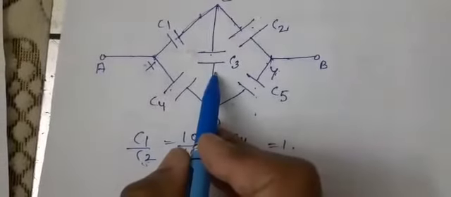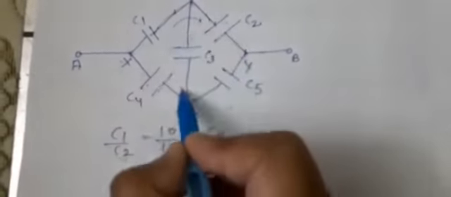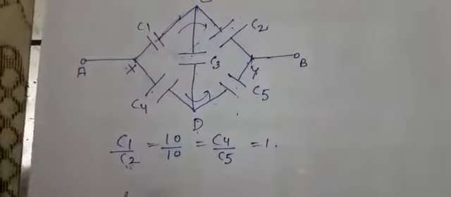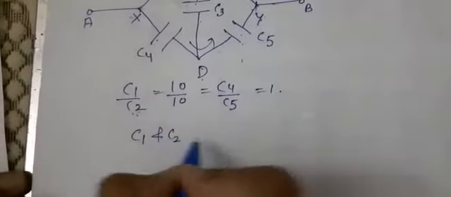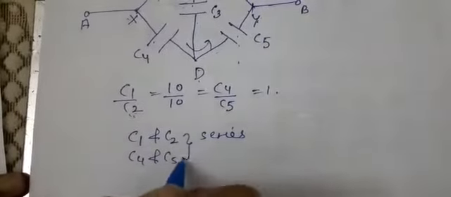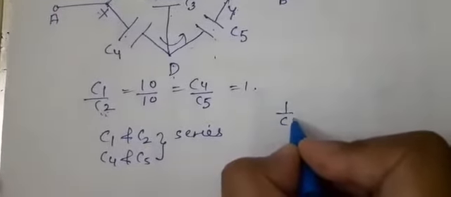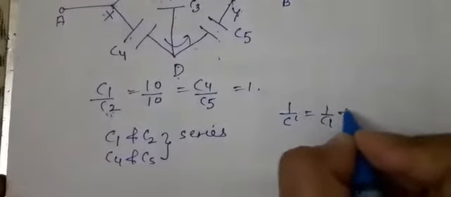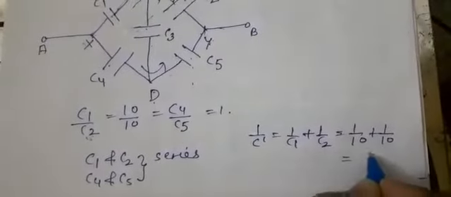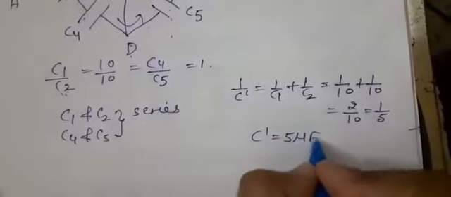So this C3 will not contribute. When C3 will not contribute, then these two will be in series. There is no need to redraw it. Now the concept should be in your mind. So now C1 and C2 will be in series combination. Similarly, C4 and C5 will also be in series combination. So let me take the series combination of C1, C2. Let it be C dash: 1 by C dash equals 1 by C1 plus 1 by C2. Each value is 10. 1 by 10 plus 1 by 10 is 2 by 10, that is 1 by 5. So C dash is 5 microfarad.